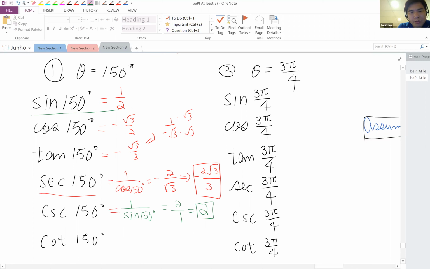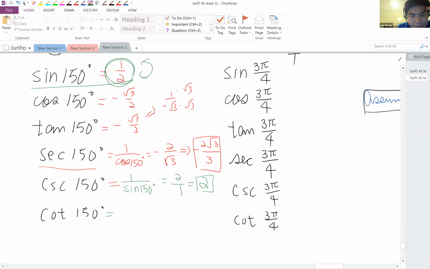Since sine is 1 over 2, you flip it up. Then that becomes cosecant 150. Now cotangent 150 means cosine 150 over sine 150.